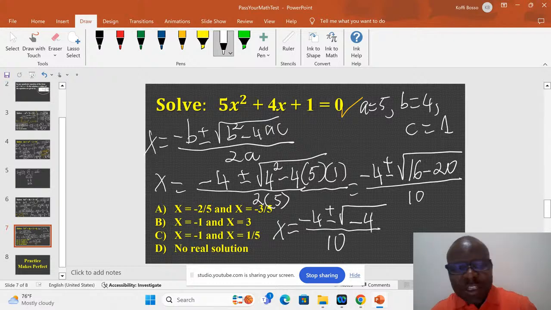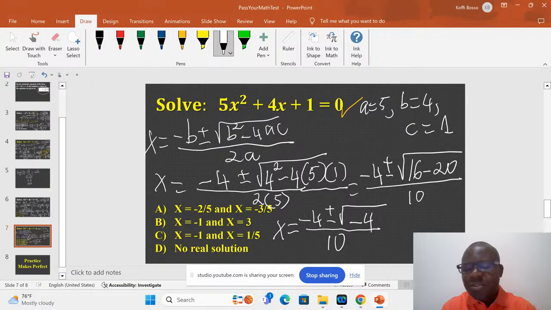Now this is the question. What is the square root of negative 4? Understand we are in real numbers. Don't say that it's negative 2. No. The square root of negative 4 is not negative 2, and it is not 2. So in real numbers, the square root of negative 4 does not exist. In real numbers, you cannot find a number multiplied by itself that gives you negative 4. If you say negative 2, negative 2 multiplied by negative 2 is not negative 4. If you say 2, 2 multiplied by 2 is not negative 4.